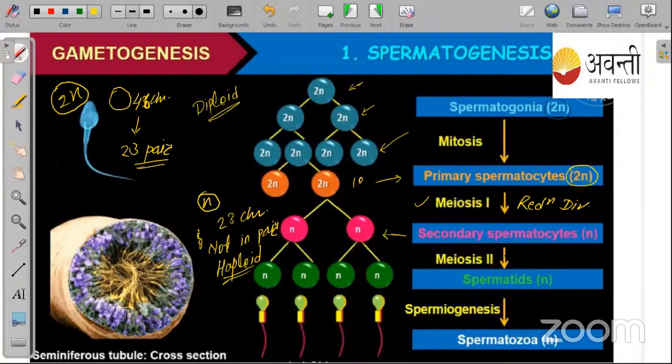So here meiosis 2 happens and 4 cells develop, 4 haploid cells develop, you can see, and this cell, that is the final product, is known as the spermatid. We call it spermatid. So spermatid is nothing but the cell which contains haploid chromosomes, but it is round in shape.